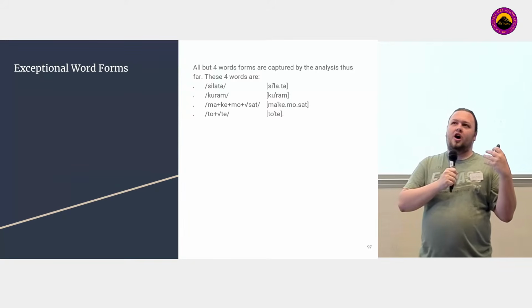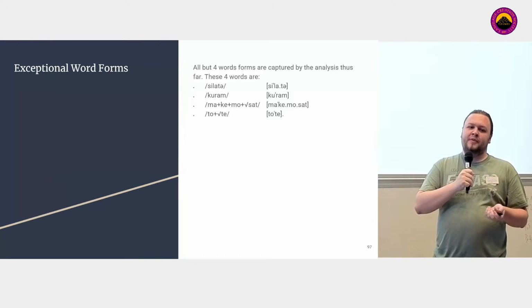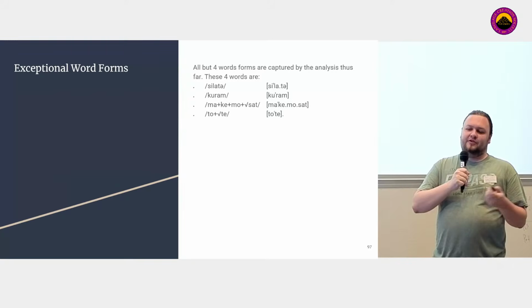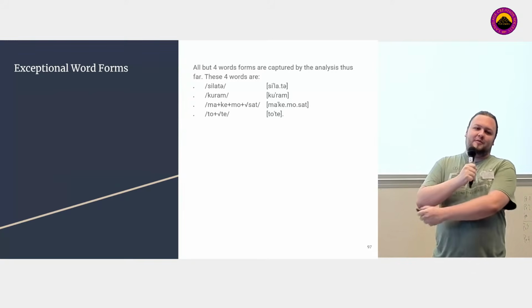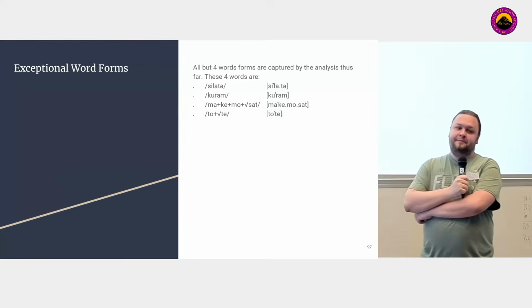This accounts for all of the word tokens that I collected, except for 4. Some of these I can account for with some modifications to constraints. Others are matters of representation. These 4 remaining tokens are silate, kuram, makemosat, and tote.